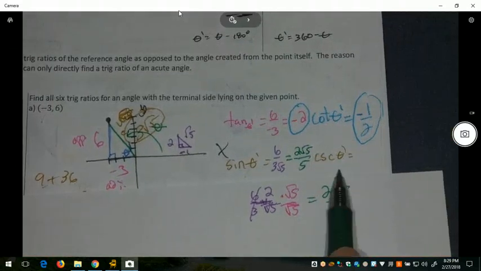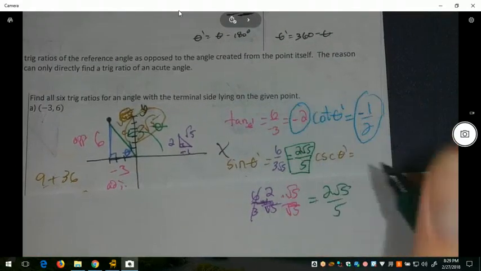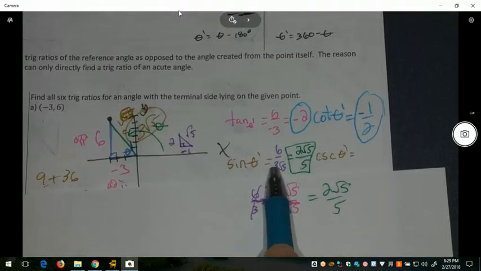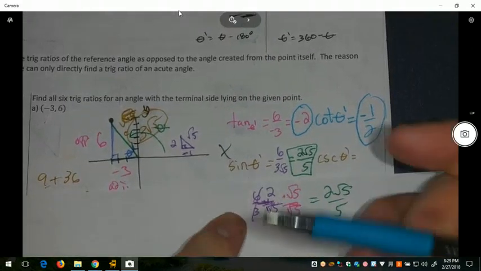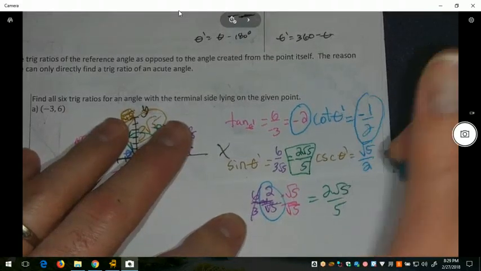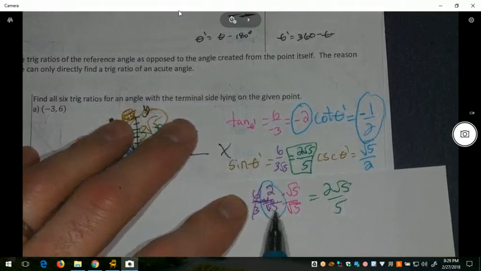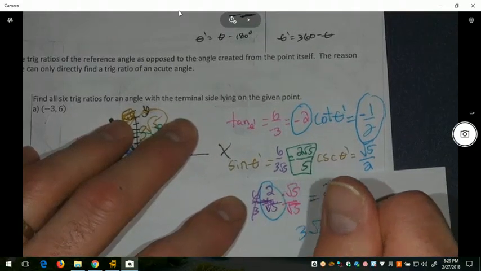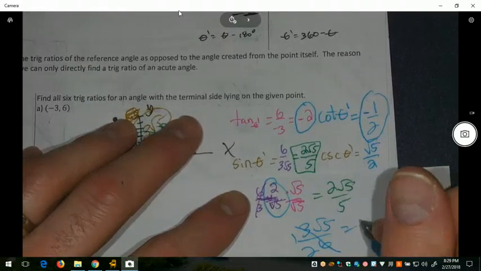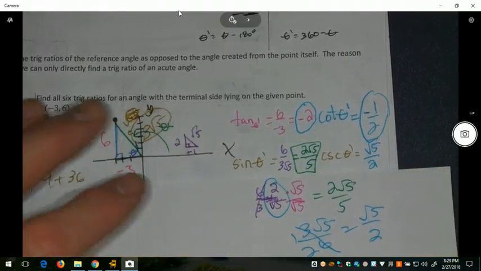Now if I'm going to find cosecant, I have to flip that. I don't want to flip it and re-rationalize it. I can flip this one, or I can flip this one that was reduced. So that means that cosecant is going to be square root of 5 over 2. If you wanted to do it this way, you'd have 3 square roots of 5 over 6. Well, 3/6 is 1/2, so we still get square root of 5 over 2.